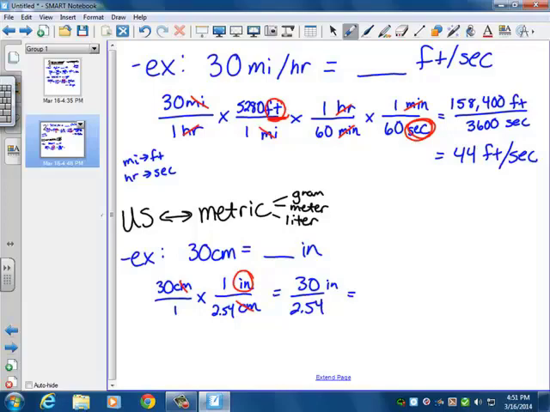Okay, so especially with metric, even if it's only one step, setting up the unity fractions helps you decide, should I be multiplying or dividing? Because a lot of times, especially if you're not used to the metric system, it's really hard to just look at it and know. Okay, so I'm getting 11.8 inches.